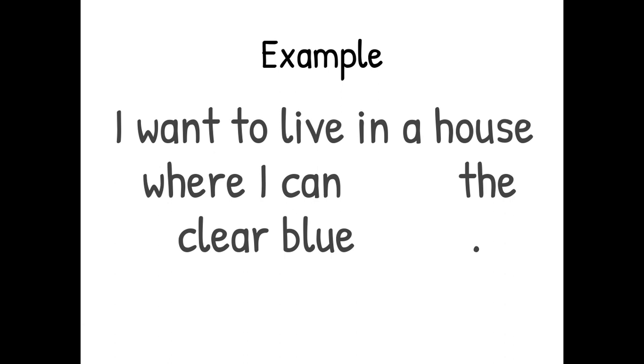So this sentence: I want to live in a house where I can blank the clear blue blank. Now, those 2 blanks are going to sound exactly the same. So the word that I'm looking for is see. So I want to live in a house where I can see the clear blue sea. So if you had a word bank, you want to look at the 2 spellings of see and figure out where they go. So I'm going to show you. The first one would be spelled S-E-E. The second one would be S-E-A.